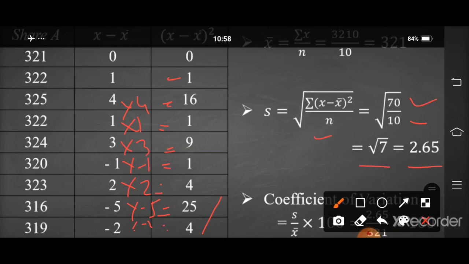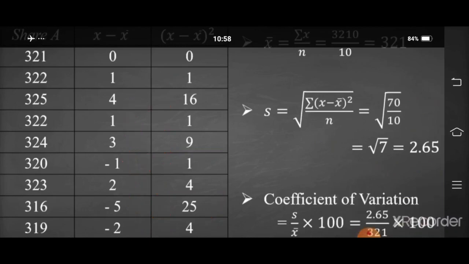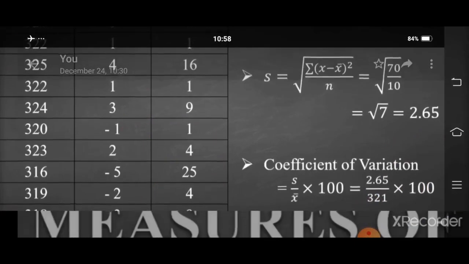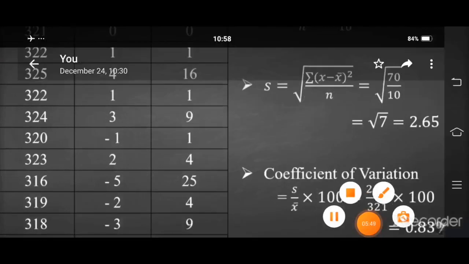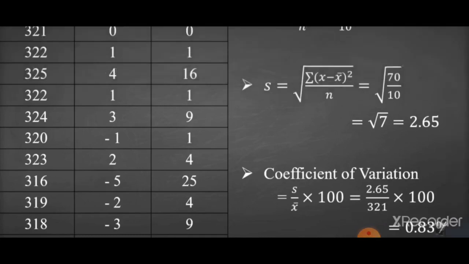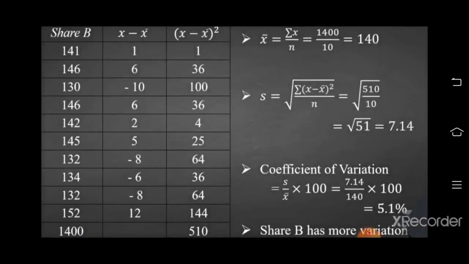Now find out the coefficient of variation. For that the formula is standard deviation divided by mean into 100. Now put in all the values. According to the values, the answer is 0.83%. Here we have to find the answer in percentage. Okay, now we will find out the coefficient of variation of share B. For that we have to follow the same method.